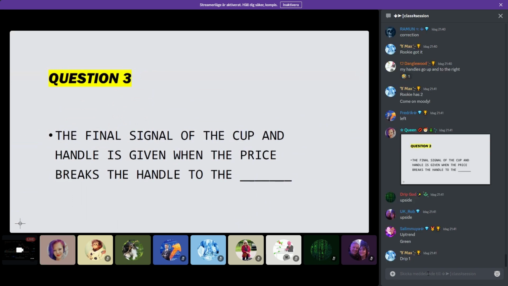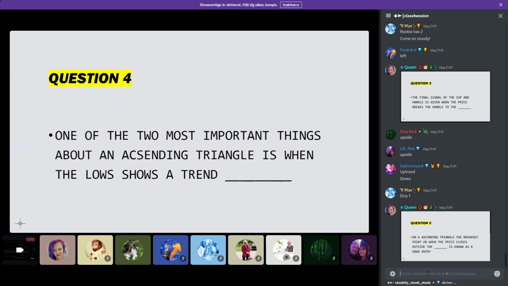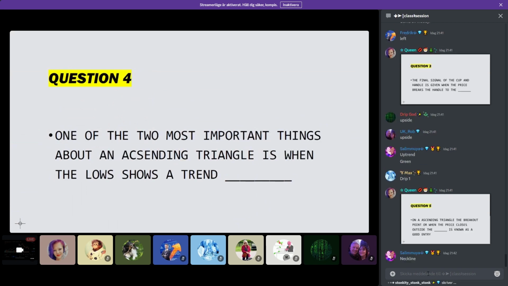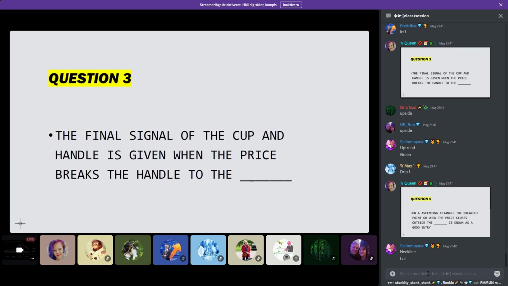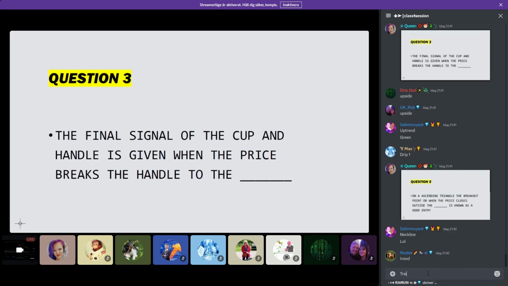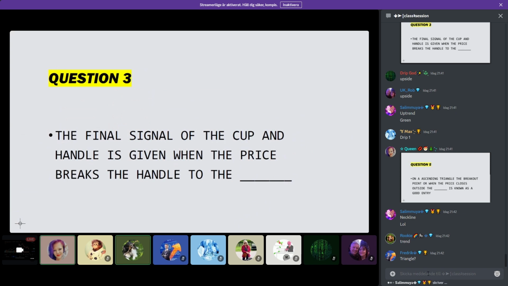All right, y'all ready? On an ascending triangle, the breakout point, or when the price closes outside the blank, is known as a good entry. Yep, Frederick got it. Triangle. That is correct.